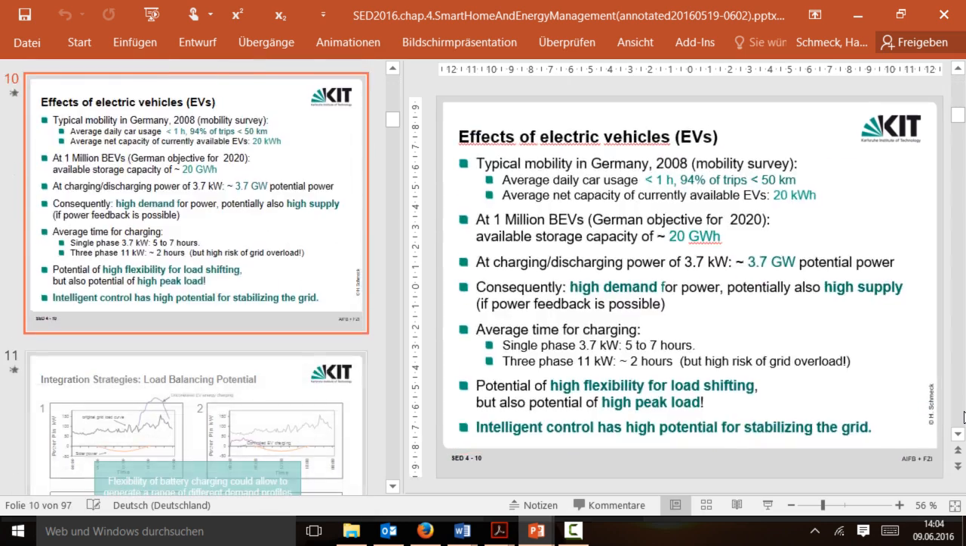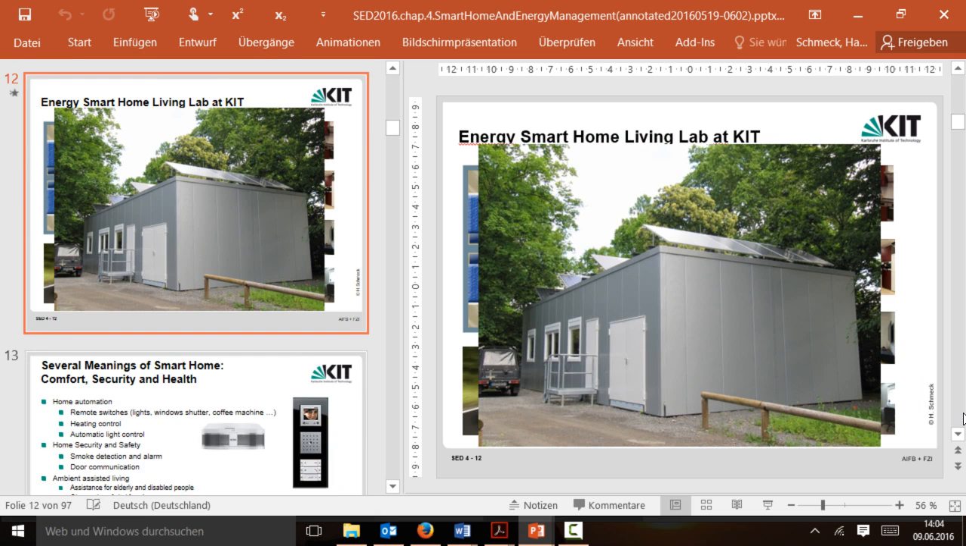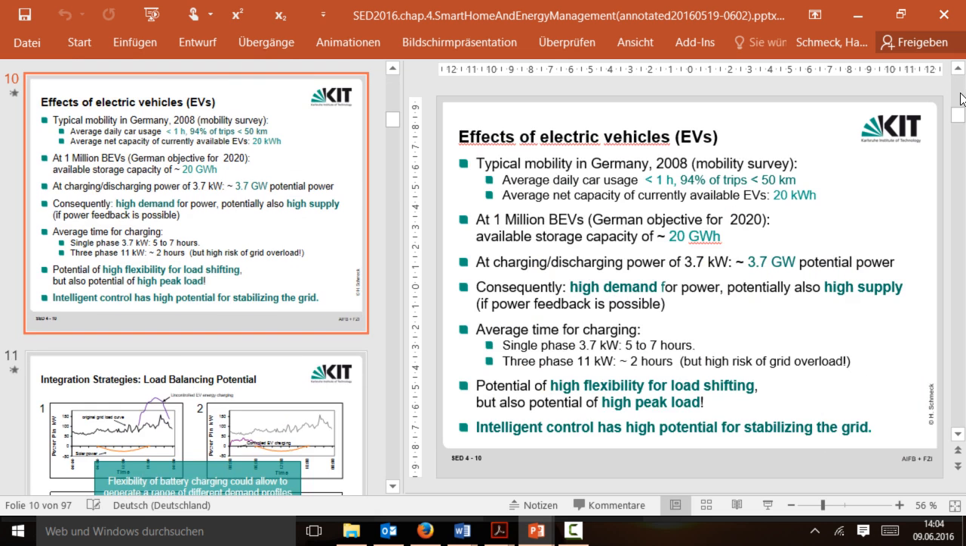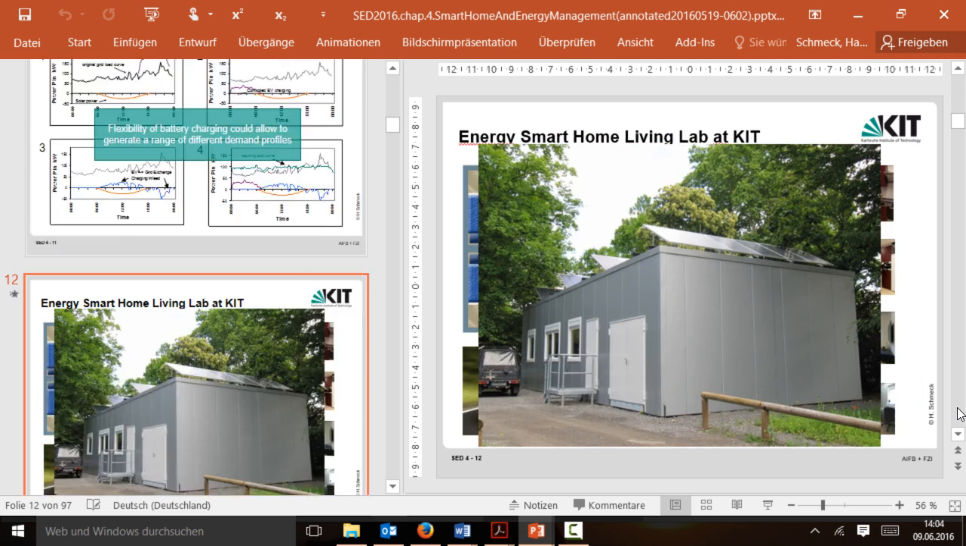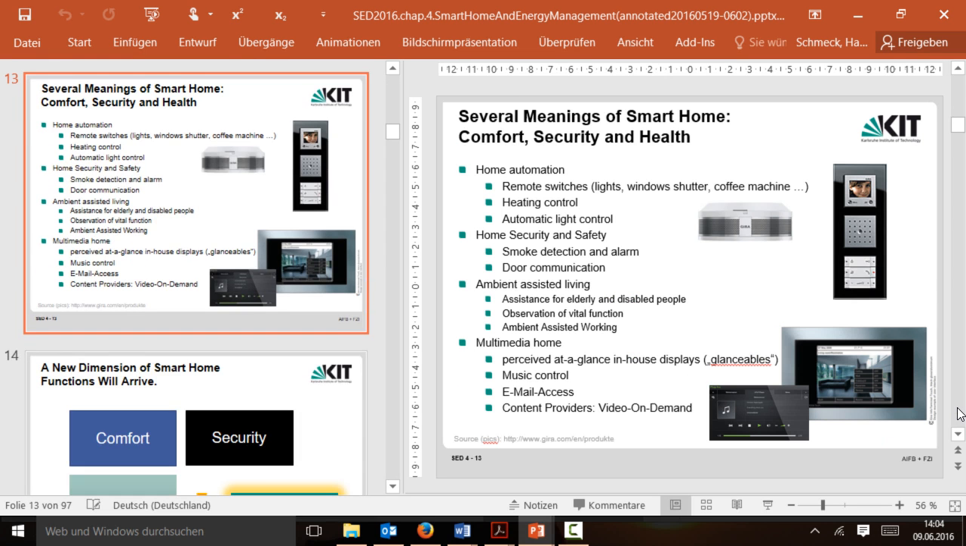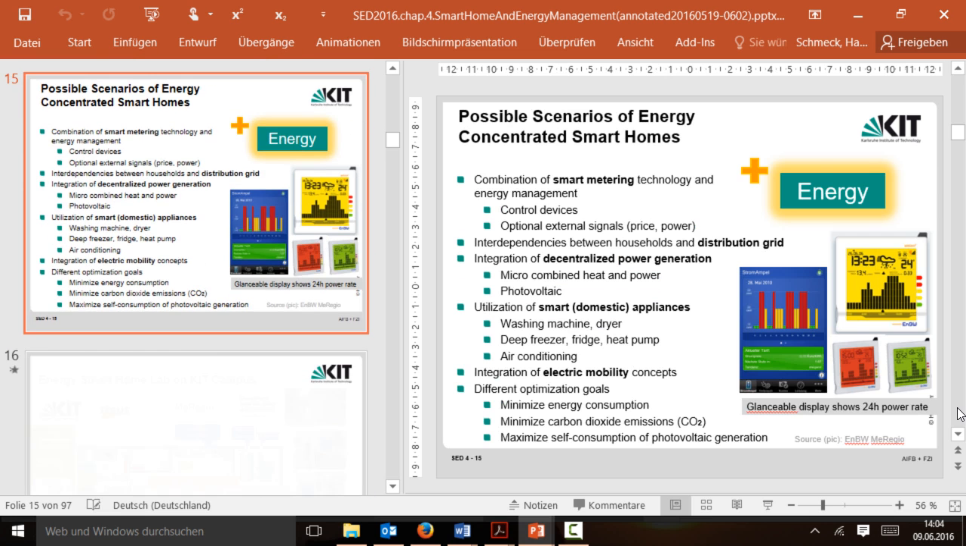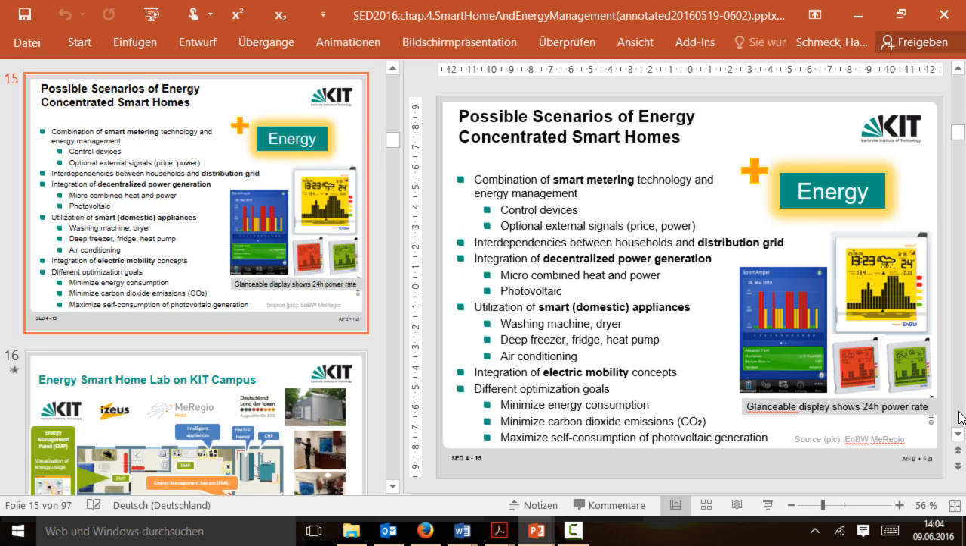That has all been long ago. Talked to you about the potential of electric vehicles. That's where we started last time. We talked about how we can use their flexibility in a reasonable way. I showed you something about the smart home environment that we have here on KIT campus. Talked about the energy related issues.